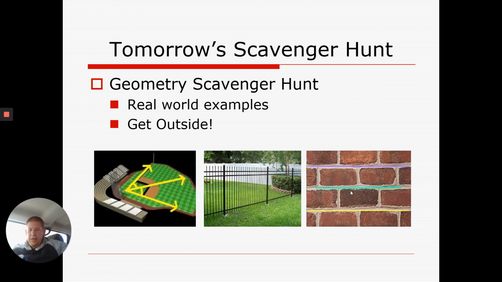Tomorrow's assignment will explain the scavenger hunt a little bit better for you, but go back and use this video, use the slides to kind of help you get a better understanding of how angles and lines are found and used in shapes. Let us know if you have any questions.